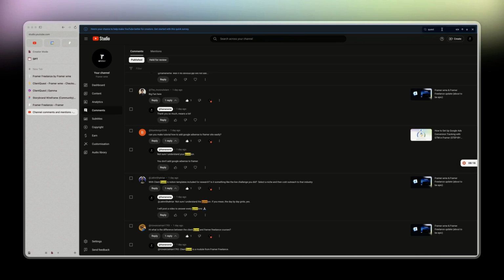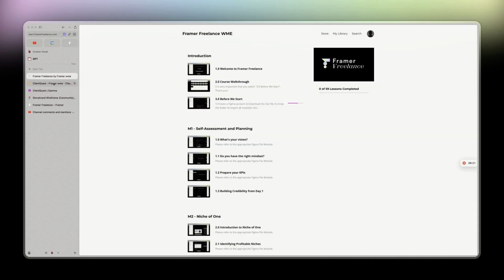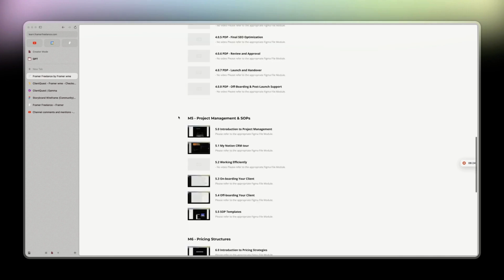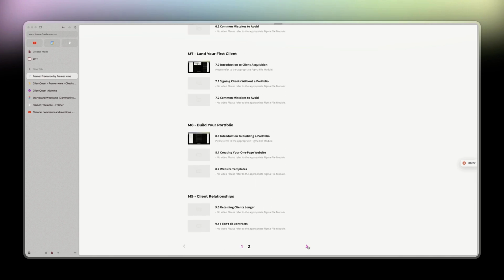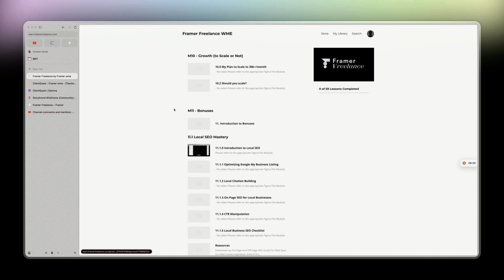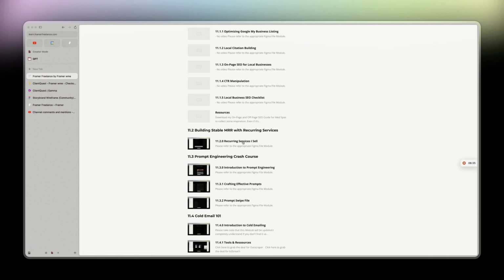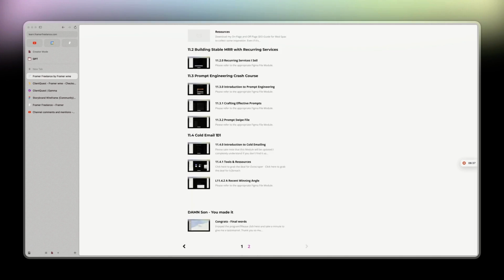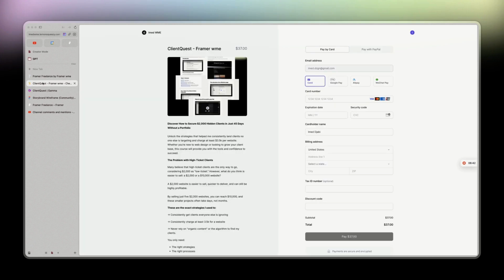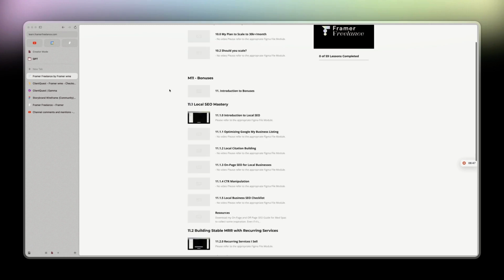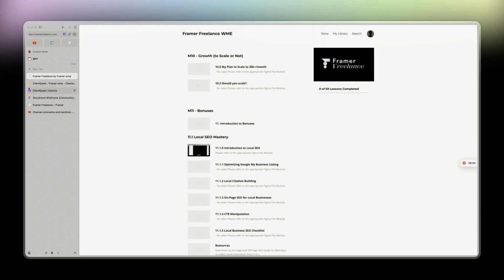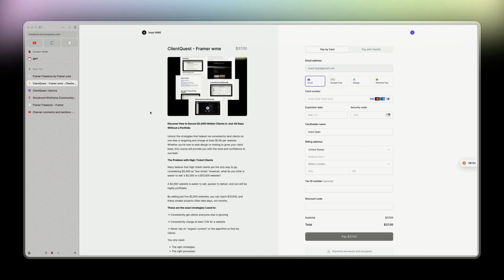Someone asked me what's the difference between ClientQuest and the Framer Freelance course. So this is behind the scenes of Framer Freelance. There are 10 modules with bonus modules, including SEO, MRR services, prompt engineering, and cold email. So there's a lot more compared to ClientQuest, which is basically a module from this course. This is the difference.